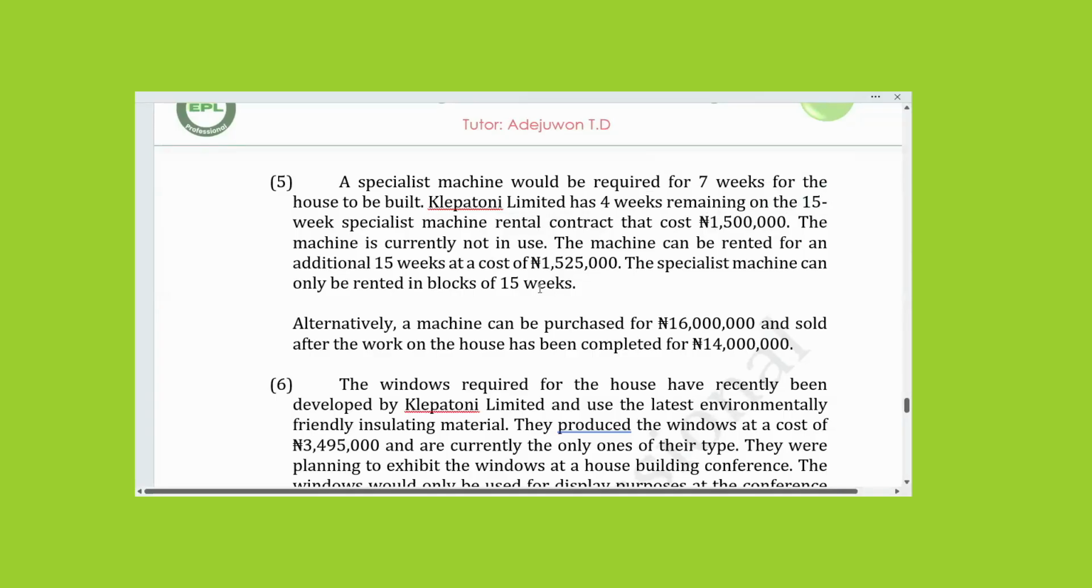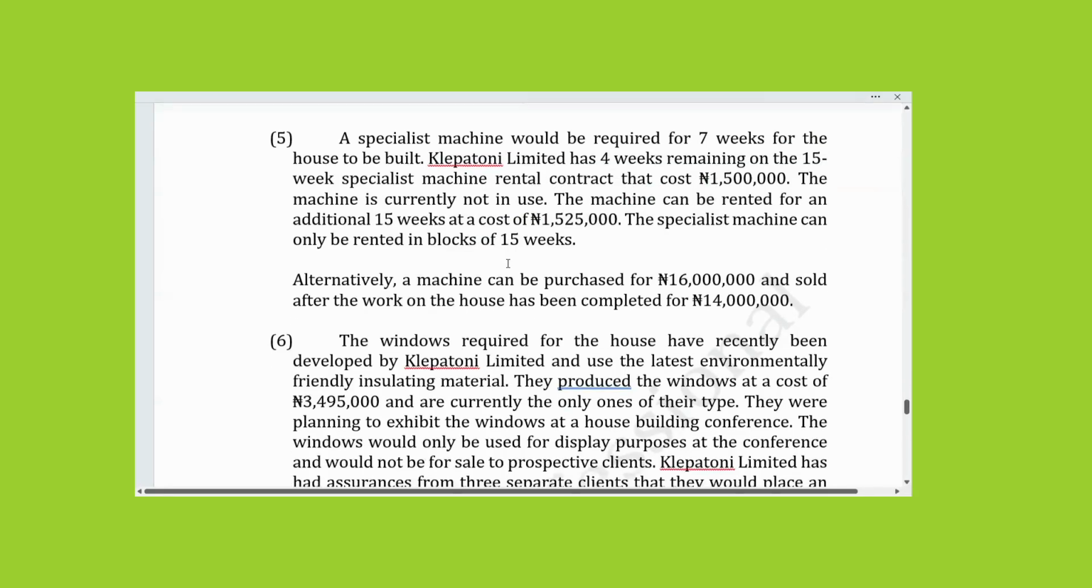However, because you are told that the machine can only be rented in a block of 15 weeks, the balance of 4 weeks that the company has is irrelevant for anything. We don't need it for anything, so you ignore it. So the relevant cost here will then be 1,525,000, as mentioned by Cynthia. Also, you are told that alternatively, the machine can be purchased for 16 million naira and sold for 14 million naira when the job is completed.